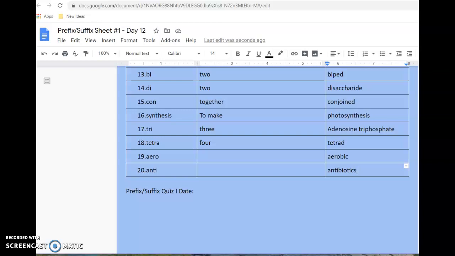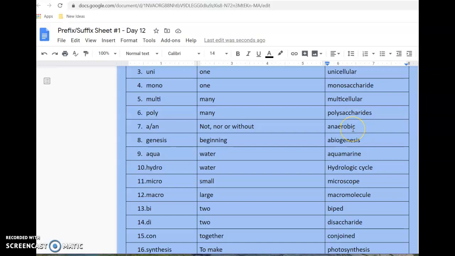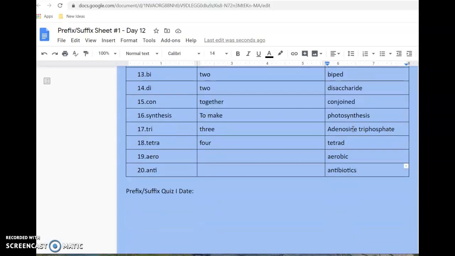Okay, our last two prefix suffixes for this sheet, we have number 19 aero and number 20 anti. So number 19 aero, as in aerobic or anaerobic. So I explained to you what anaerobic meant. So what would that mean for aerobic without the A or N? Aero means needing oxygen or air.